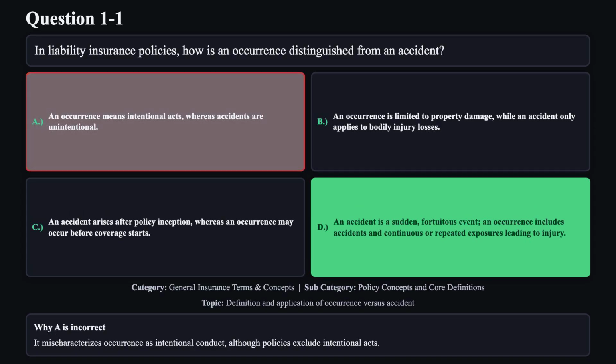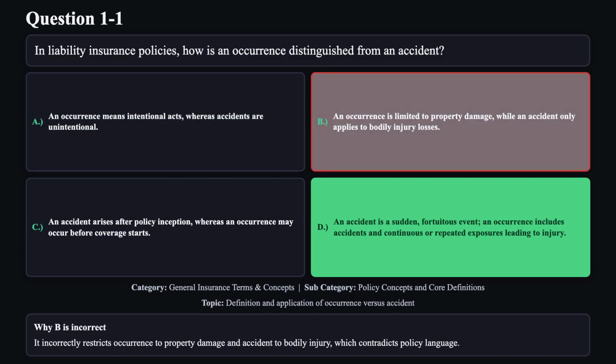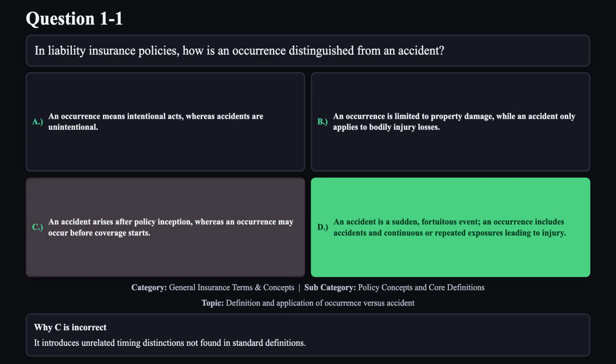Reason A is not correct. It mischaracterizes occurrence as intentional conduct, although policies exclude intentional acts. Reason B is not correct. It incorrectly restricts occurrence to property damage and accident to bodily injury, which contradicts policy language. Reason C is not correct. It introduces unrelated timing distinctions not found in standard definitions.